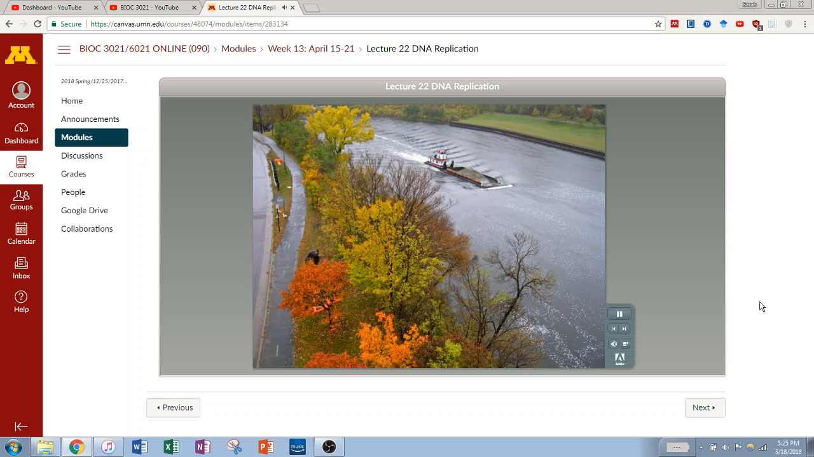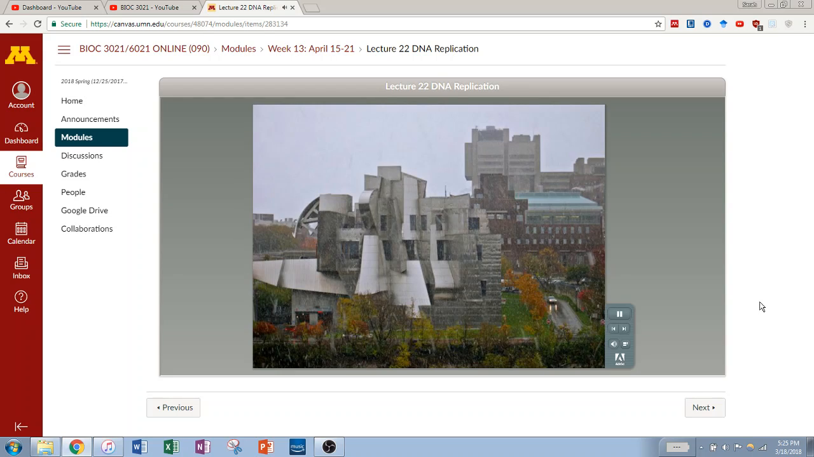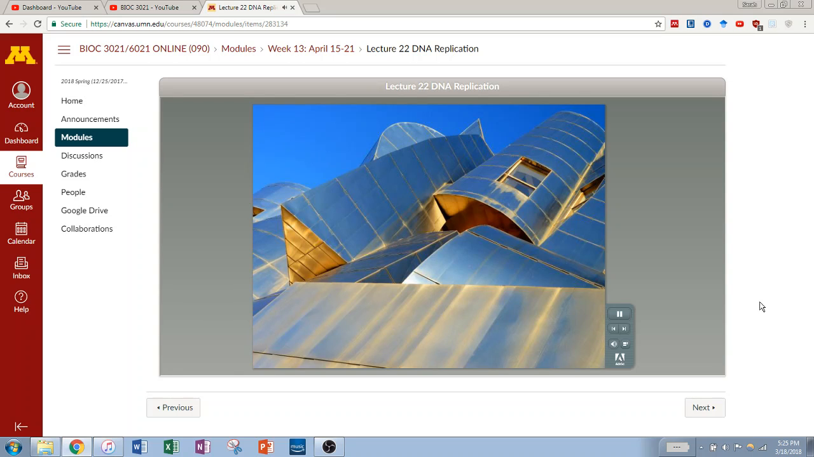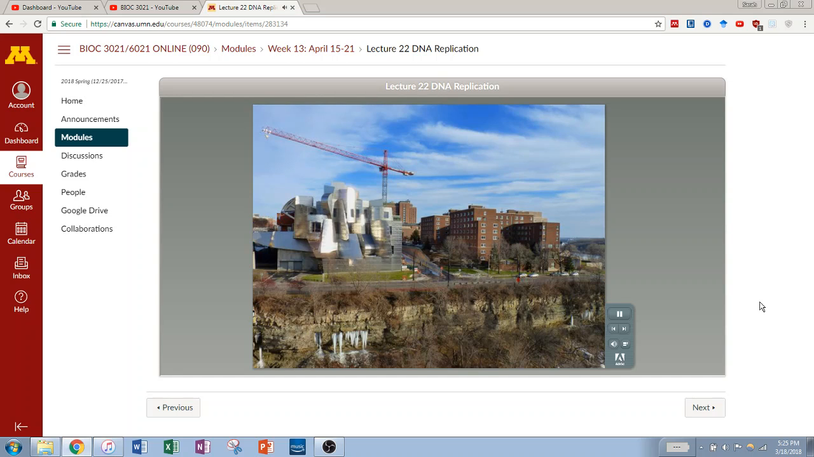Here's a freight barge delivering its load on the Mississippi River. The first snow of autumn gives this photo of the Weissman an impressionistic look. Here's a look at the Weissman from ground level on the Mississippi River bank. During the remodeling of the Weissman, this crane dominated the campus. It must have been 10 or 15 stories tall.